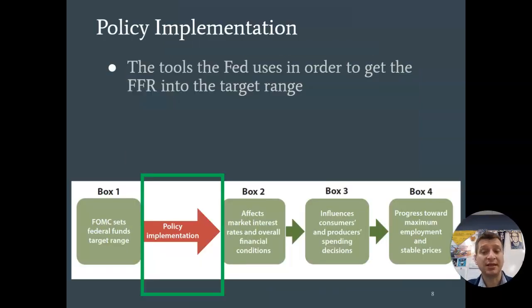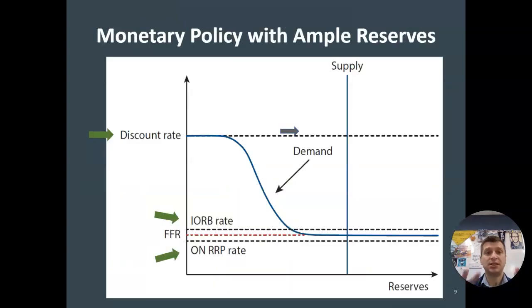So we're now going to look at the policy implementation, and this is where things diverge a little bit from the limited reserves regime that we previously discussed. So this is the monetary policy with ample reserves money market. It should look very familiar to you. You have the supply curve still being vertical. You have the demand curve. It looks a little bit different. In this case, it is going to be horizontal at the start, and that is going to be defined where the discount rate is. It's then going to be downward sloping, and then it is going to go horizontal again where the federal funds rate is.